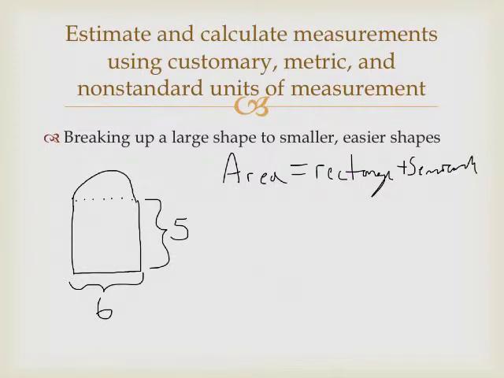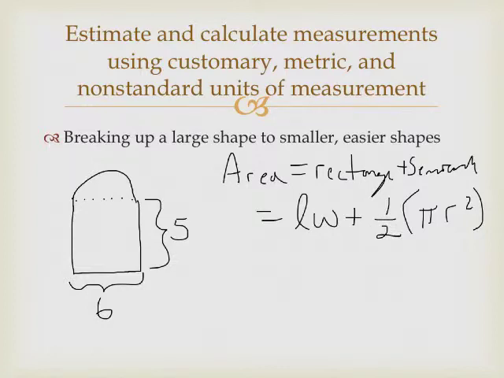Okay? So these are formulas that you're going to definitely want to know. The area of a rectangle is length times width. And then the area of a semicircle is, well, the area of a circle is pi r squared. And so if it's a semicircle, it is half of a circle. So it's going to be 1/2 pi r squared.